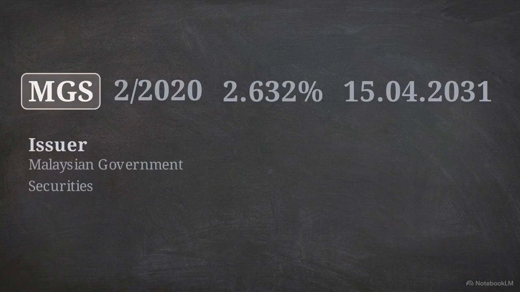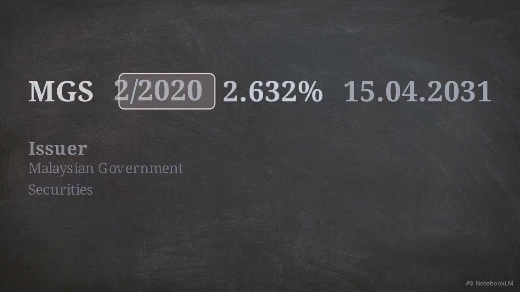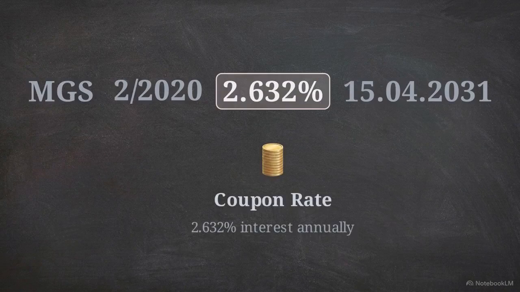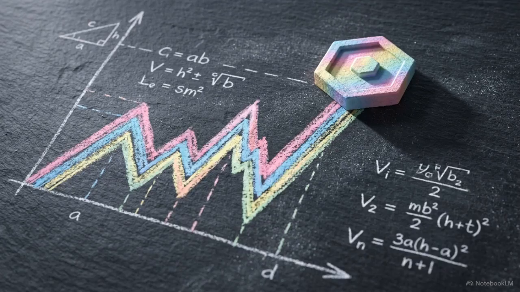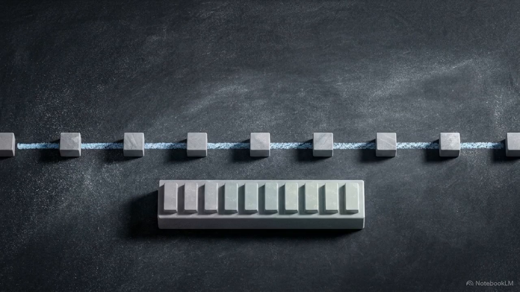MGS identifies the issuer as Malaysian government securities. The coupon rate guarantees 2.632% interest annually on the face value. Finally, the maturity date. On April 15, 2031, the issuer must redeem the bond and return the principal. A stock index moves based on the fluid anticipation of growth. A bond quote lays out a predetermined contractual schedule of cash flows that the issuer is obligated to meet.